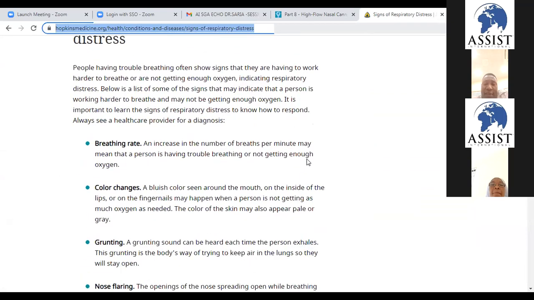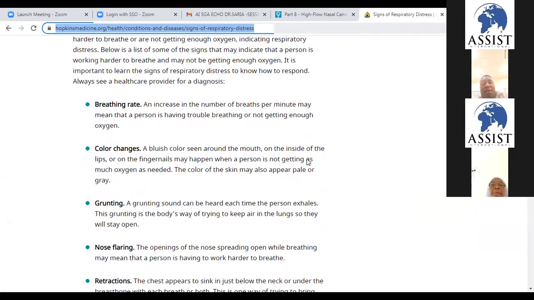So these are the signs of respiratory distress. As you can see, the breathing rate. When you have an increase in the number of breaths per minute, that means that the person is having trouble breathing or not getting enough oxygen. So you are breathing fast in order to compensate or meet the demand of oxygen. So one of the signs is higher respiratory rate. As you can see, Mr. G has a respiratory rate of 28, and then the color changes. As you can see from the case, there is change in color. There's a bluish coloration either in the nails or in the mouth or in the mucous membranes. So when you have this, that means you are struggling. Your body is not getting enough oxygen.